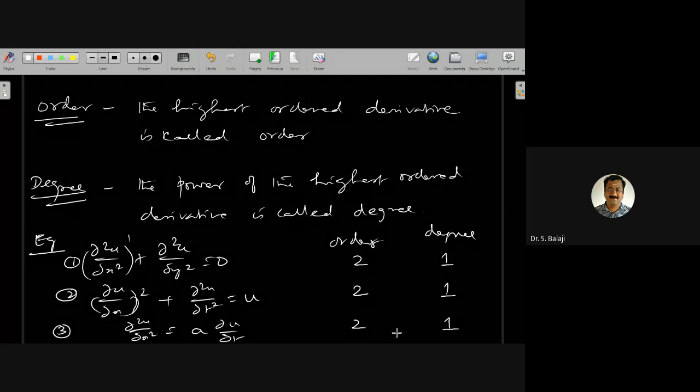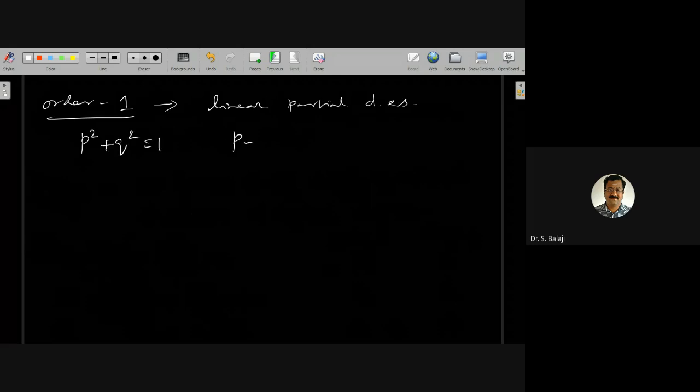Suppose the order is 1. Such a differential equation is always called a first order partial differential equation. For example, p² + q² = 1, p − q = 0. Here p = ∂z/∂x, q = ∂z/∂y.